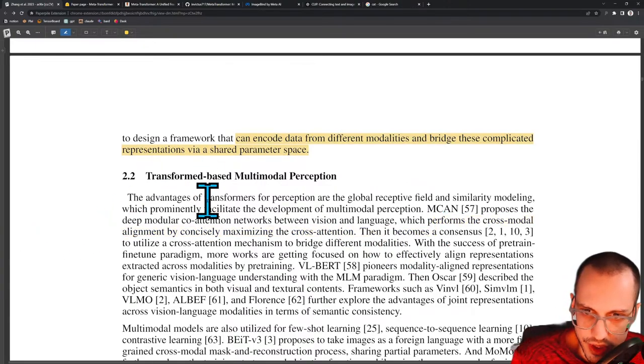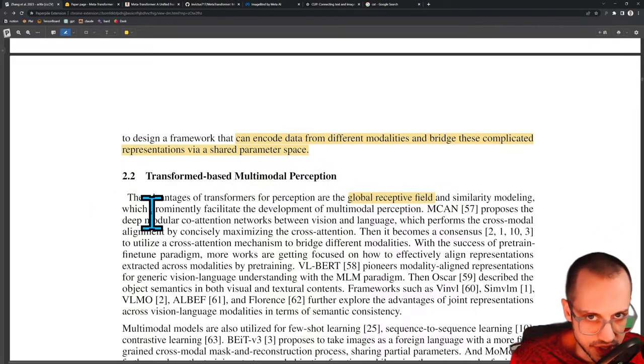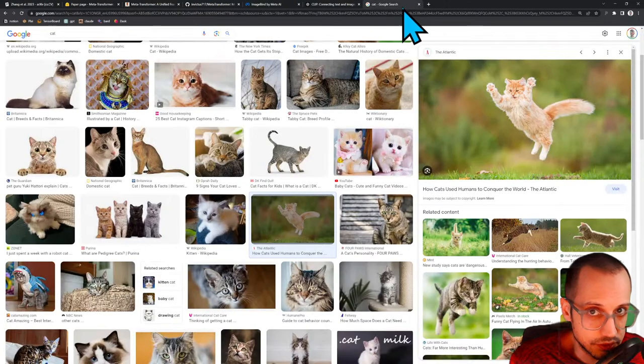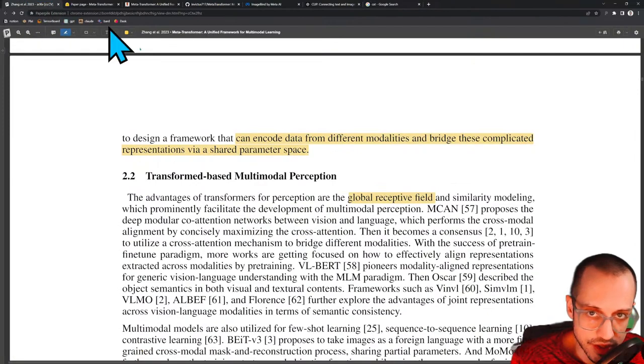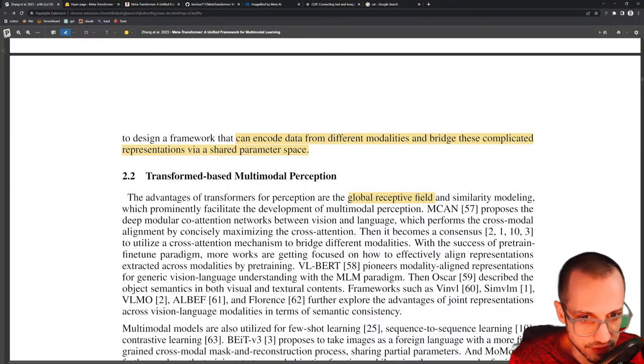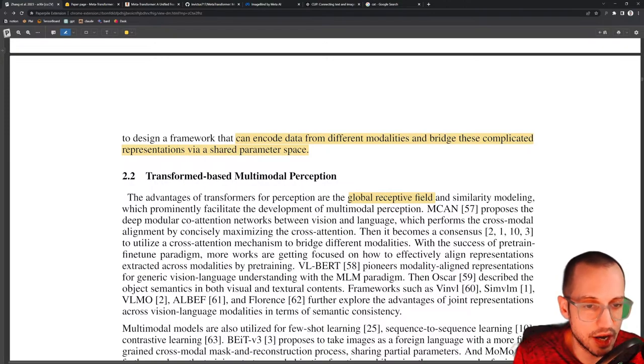The advantages of transformers for perception are global receptive field. So what they mean here is that all parts of the sequence can pay attention to all parts of the sequence. So in a transformer, the very last word in the sentence can pay attention to the very first word in the sentence, right? So the receptive field is global, right? You have that global connectivity potential, or the option to do that if you want.